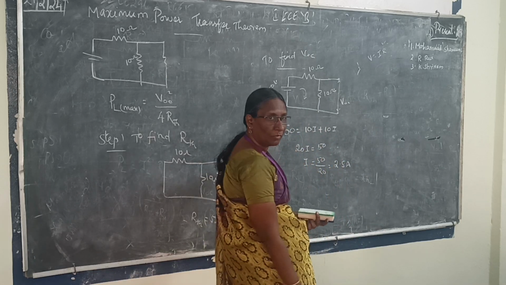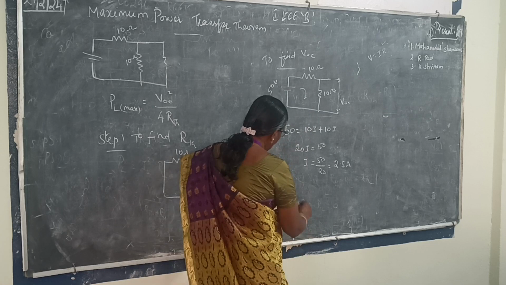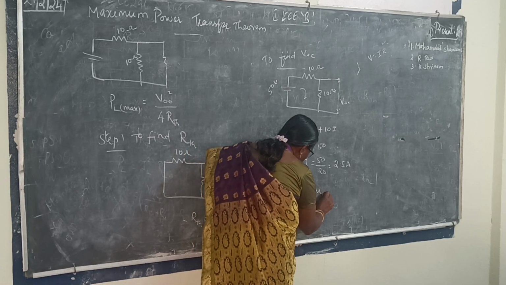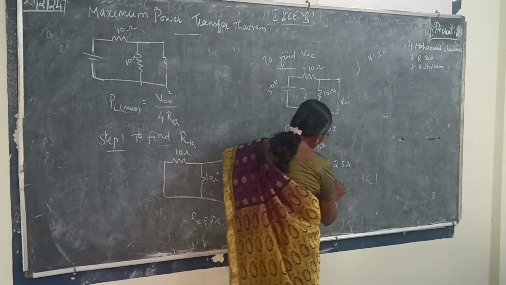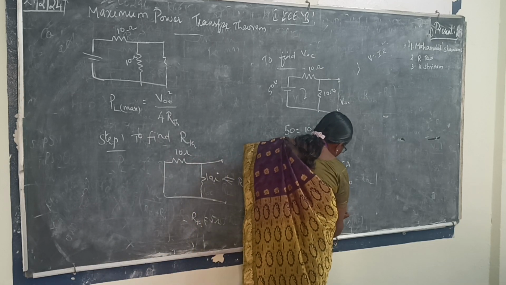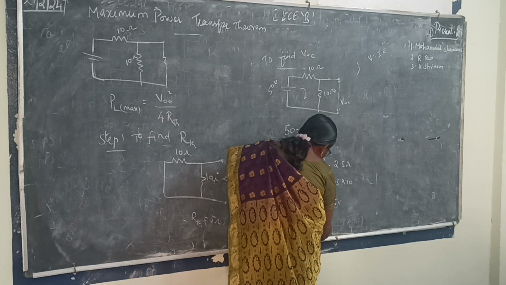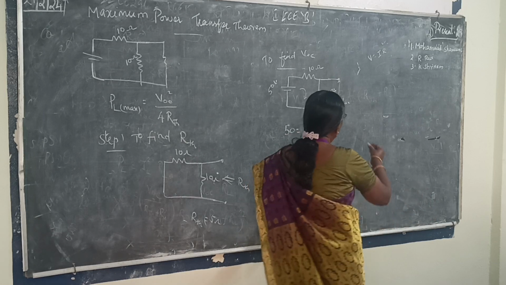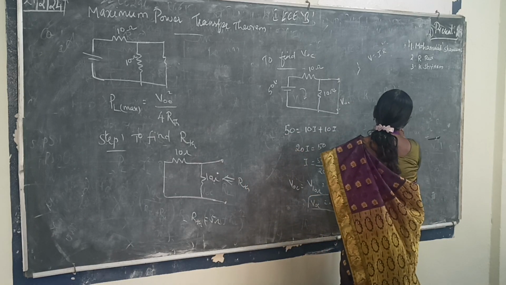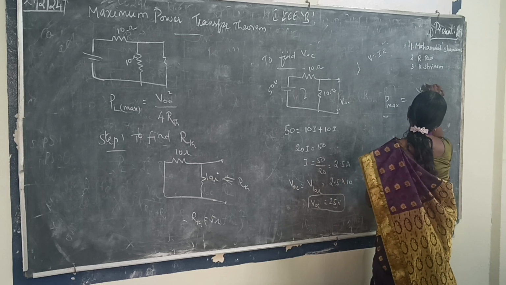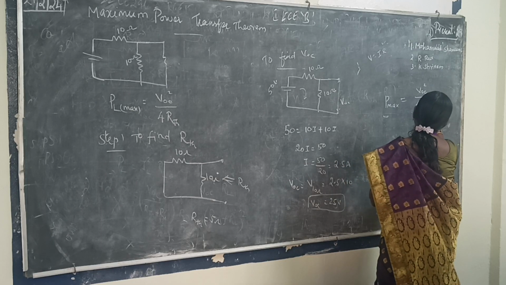Then what we need is voltage, isn't it? VOC, open circuit voltage is equal to the voltage across 10 ohm, that is equal to 2.5 into 10. This is equal to 25 volt. So VOC is equal to 25 volt. Then RTH is equal to 5 ohm. What is the formula of maximum power? Pmax is equal to VOC squared by 4 RTH.